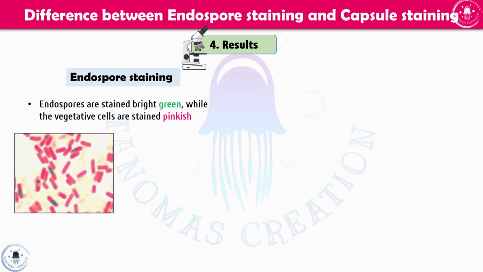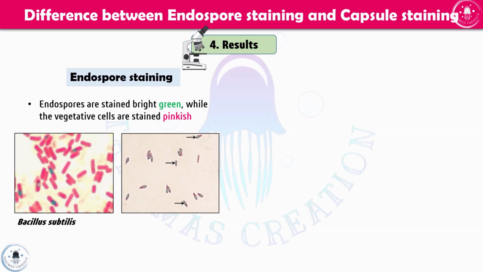So with the help of this staining, you can also identify the spore-forming bacteria from the non-spore-forming bacteria. Now let us see another picture. This was an image of Bacillus subtilis, and this is of Clostridium botulinum. Here the Clostridium botulinum bacteria have a different shape from that of Bacillus subtilis. However, you can see the endospores, which are stained green, whereas the vegetative cells are stained pink. So this is the observation that we can see under the microscope.